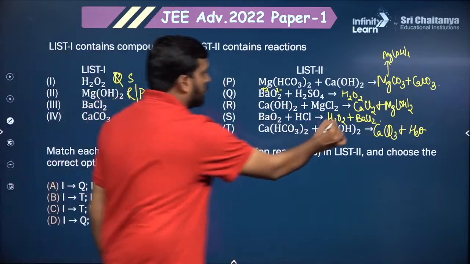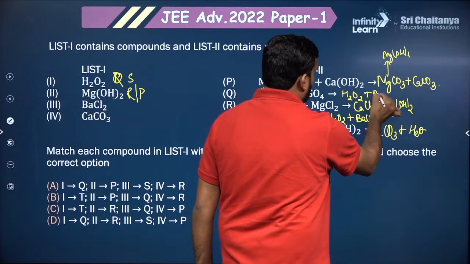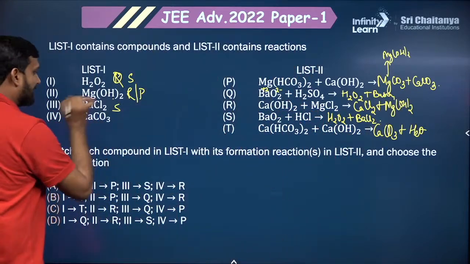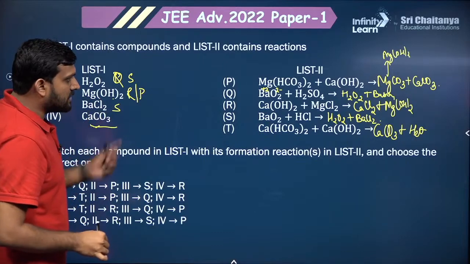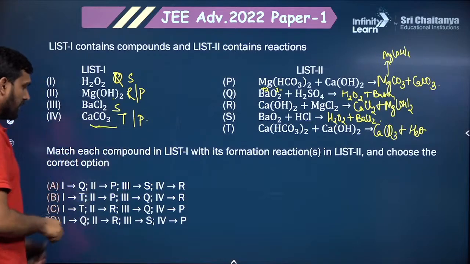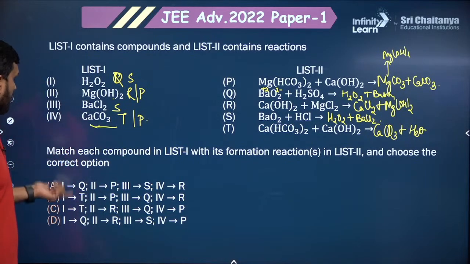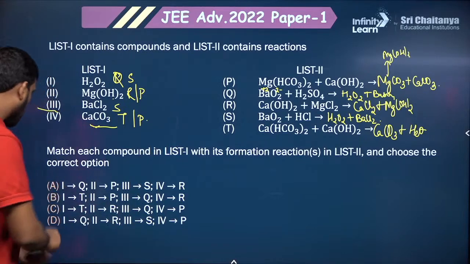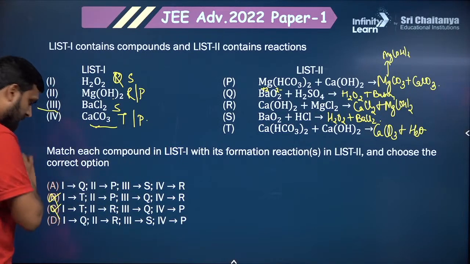Here BaSO4 will be produced. So it matches with the option number S actually. And then for CaCO3, the T is a perfect match, P is also a perfect match. Now check in which options the third one has only one pick. No? So option number B and C are getting rejected.